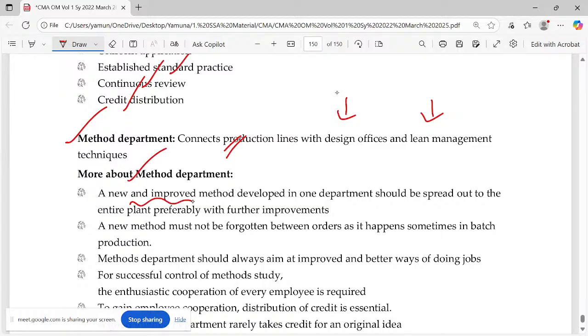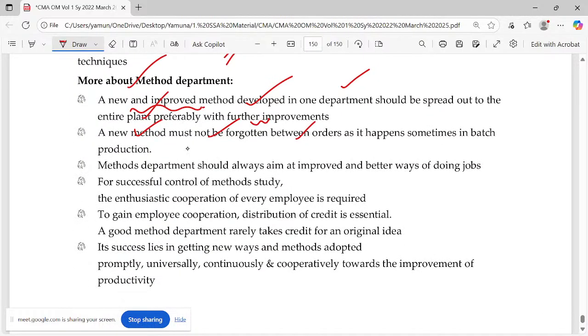A new and improved method will be developed in one department and that will be spread out over the entire plant. Preferably, with the help of AI, we are able to do so many things. Okay. And a new method must not be forgotten between the orders. So order to order changes, you are utilizing the new method and you have to properly do it. And the methods department should always aim to improve on a better basis.